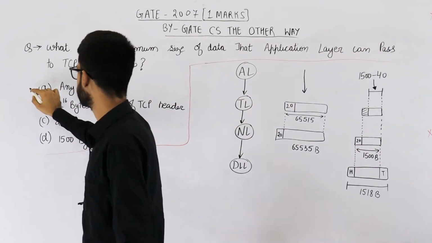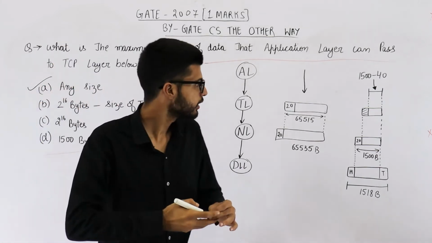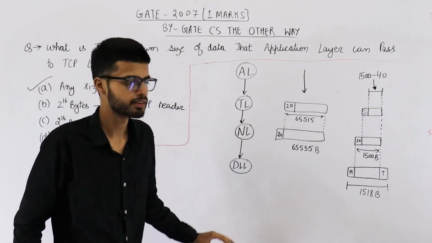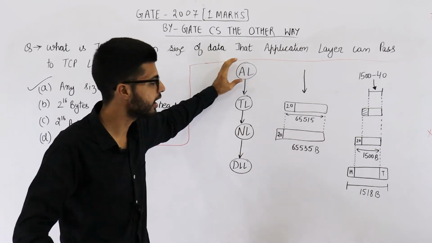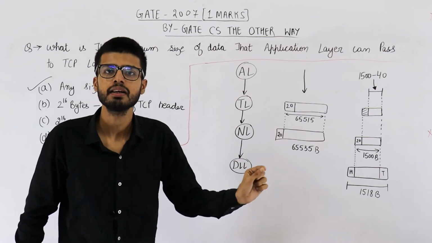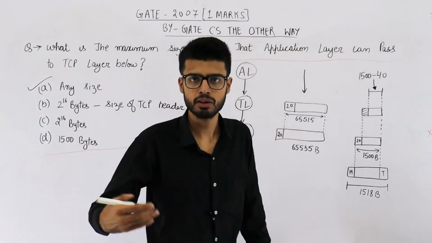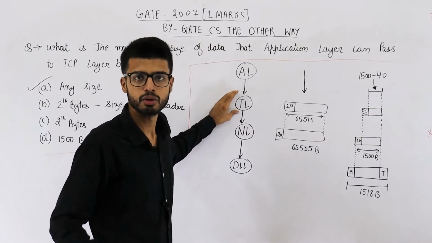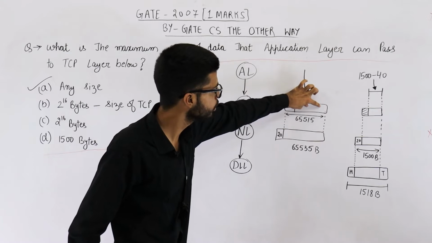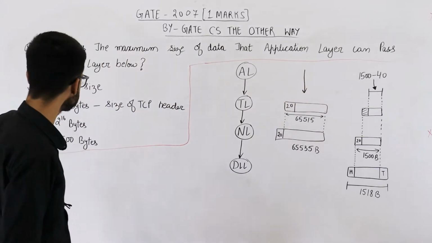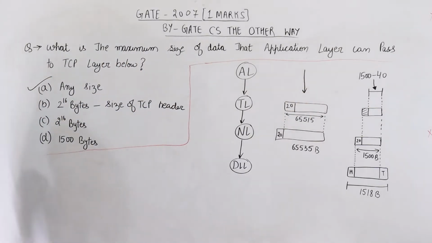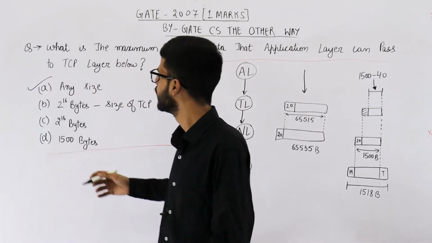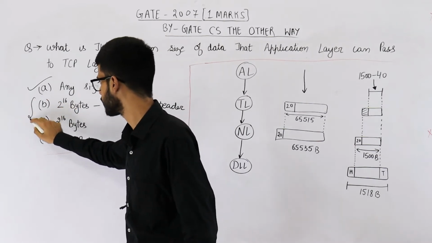Application layer does not care about all of these numbers and all of these limitations at various layers. Application layer will directly ask TCP layer to send a file of arbitrary size on the network. It is the duty of transport layer to chop the file into appropriate sizes. Now have a look at options B, C and D. All of these options are very cleverly formed to confuse you. If you don't know about this fact, you might get confused.